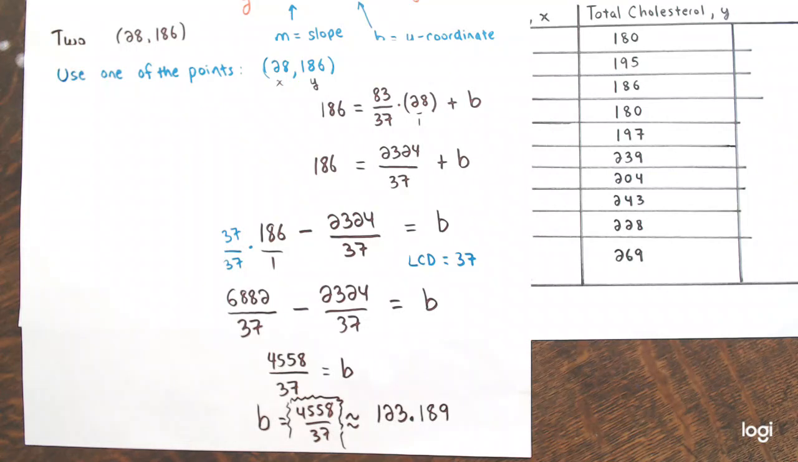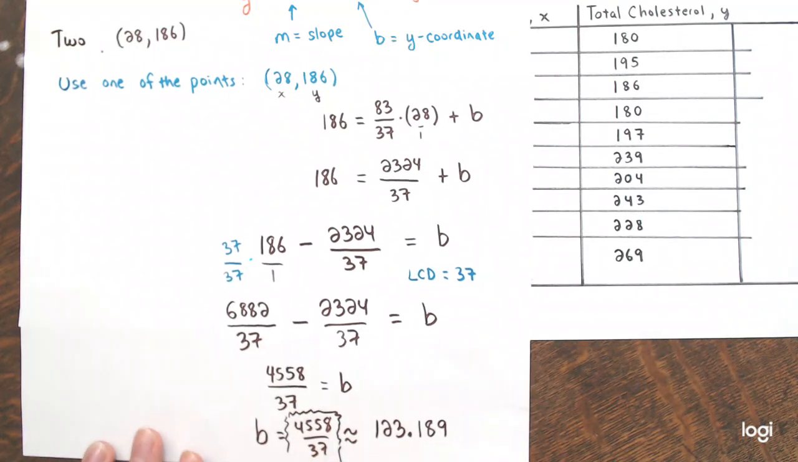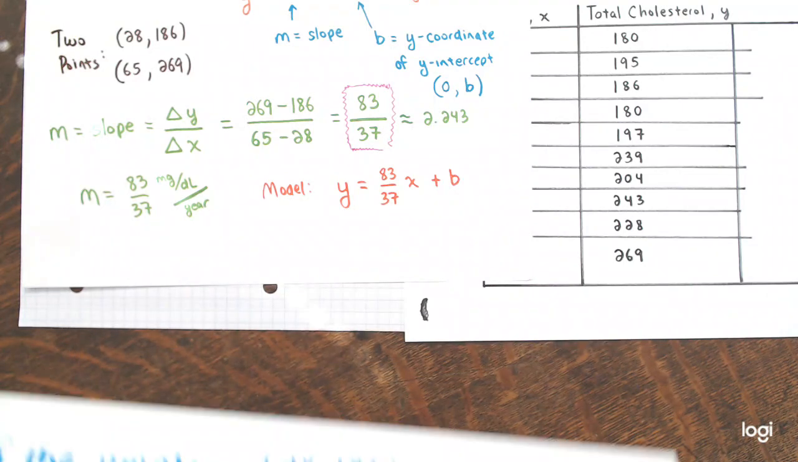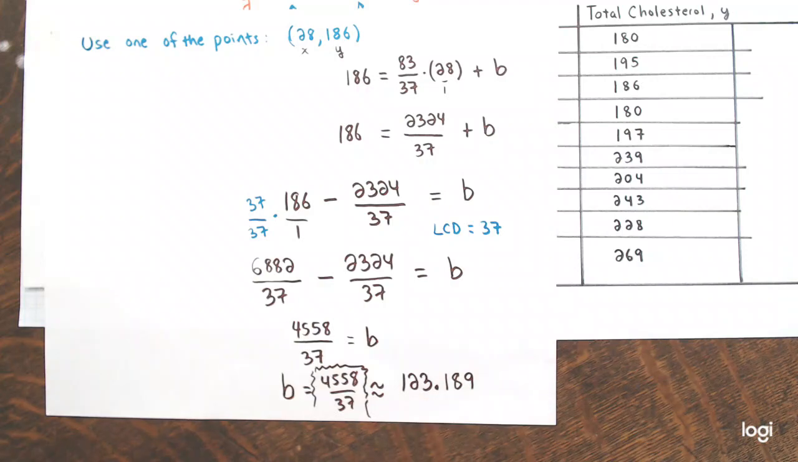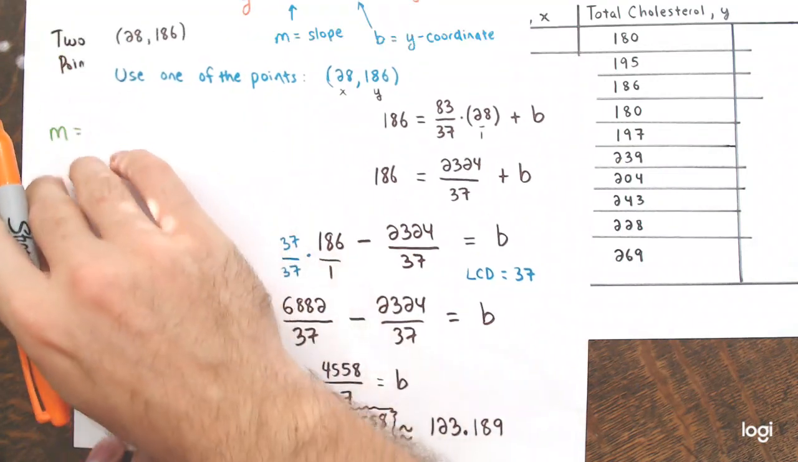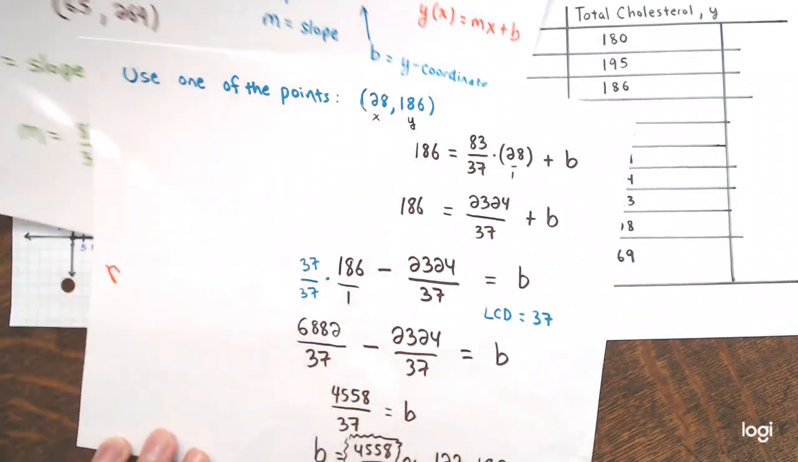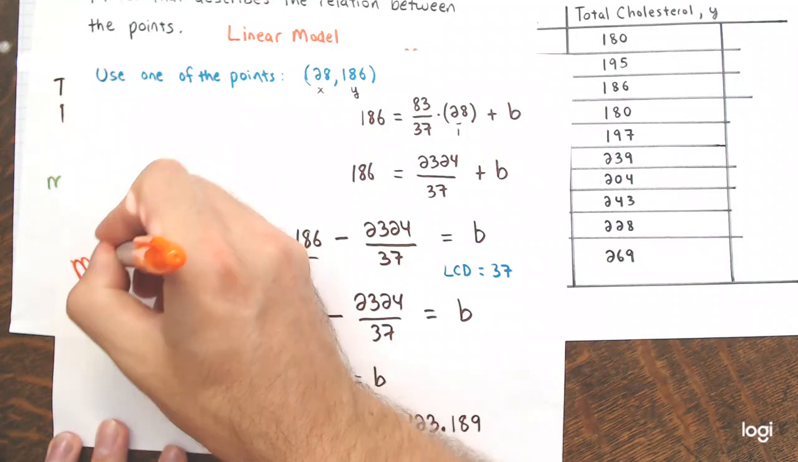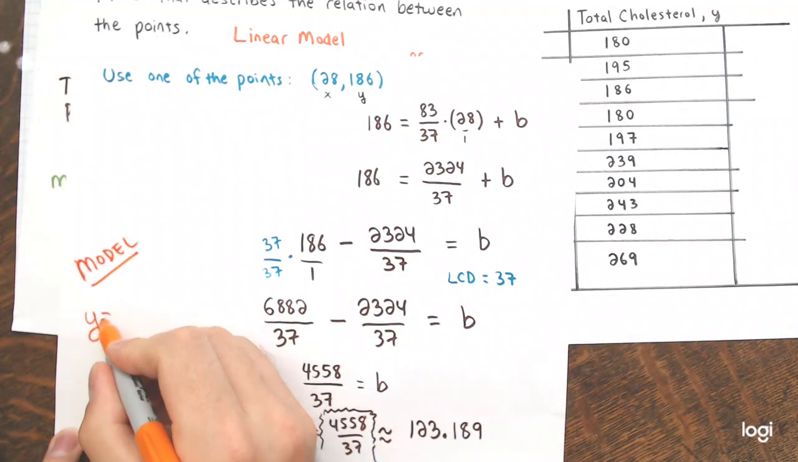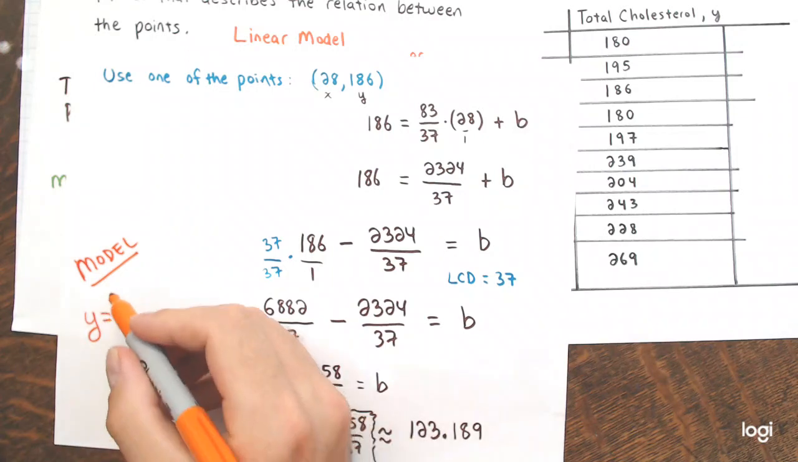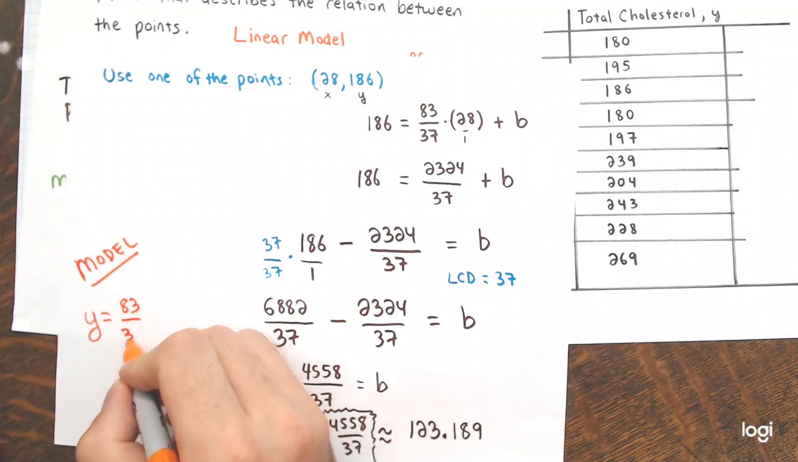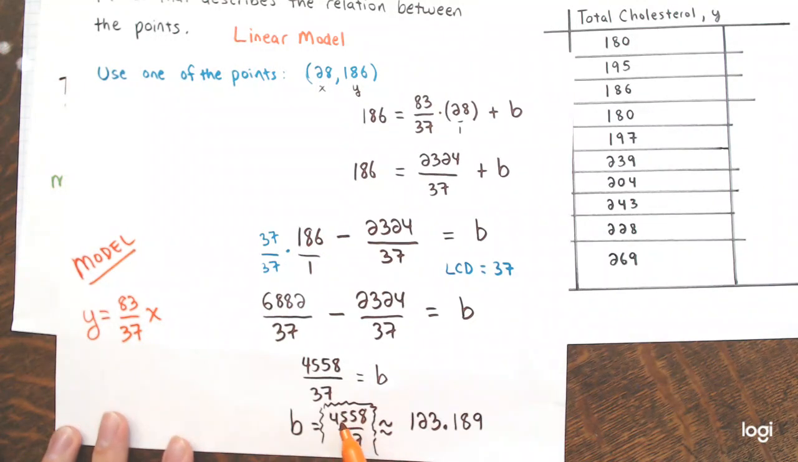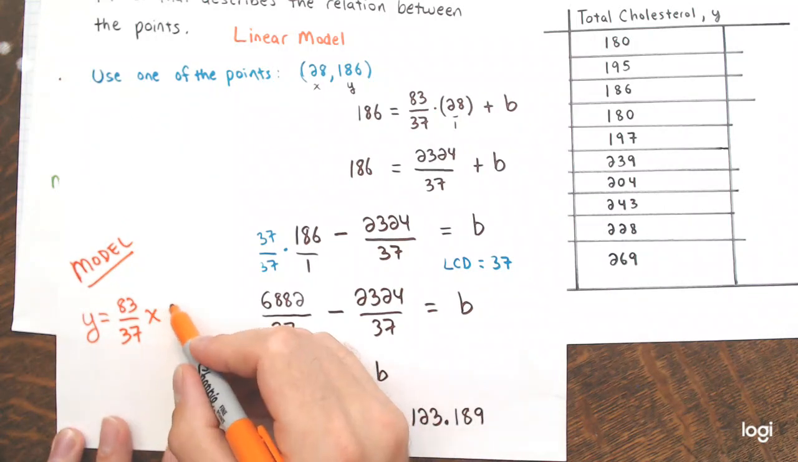Okay. So now that I have b, I have the y coordinate of the y-intercept. I have m, the 83/37. So I can fill in for b this fraction, and we get our final model. So the linear model, when all is said and done, is the model I put off to the side here: y equals 83/37 times x plus b, and that's 4,558 37ths.